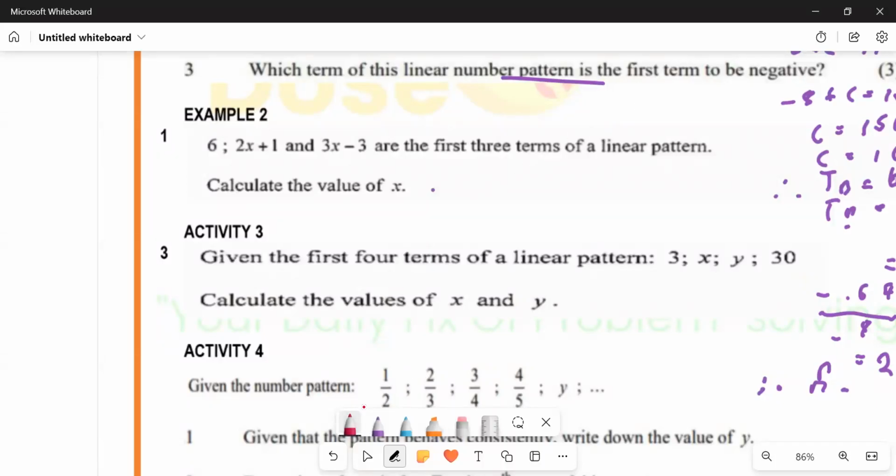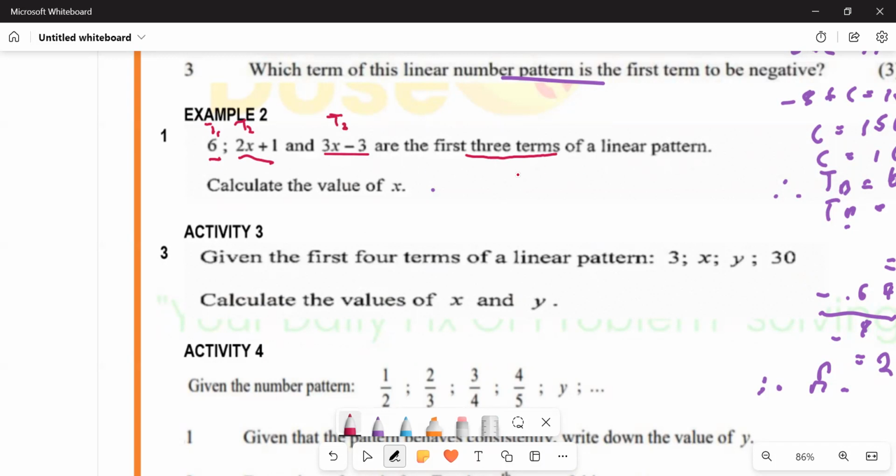So, example 2. They say 6, 2x plus 1, and 3x minus 3 are the first three terms of the linear pattern. Meaning, this one is term number 1, this one is term number 2, and this one here is going to be what? Term number 3.